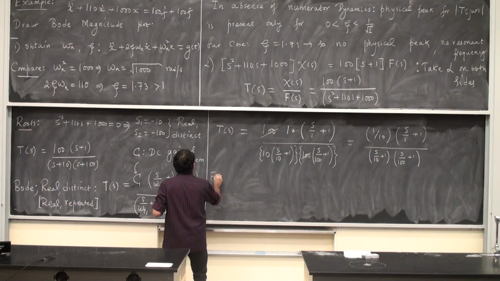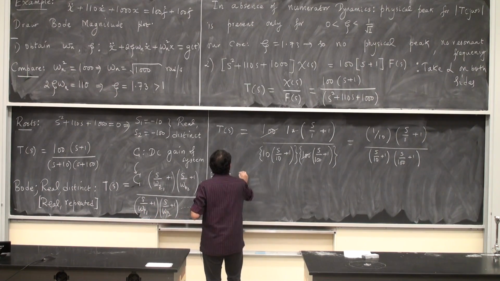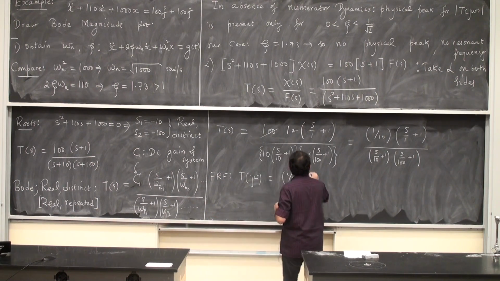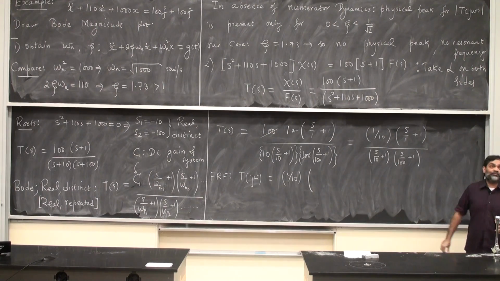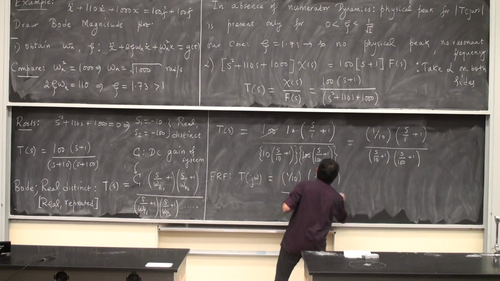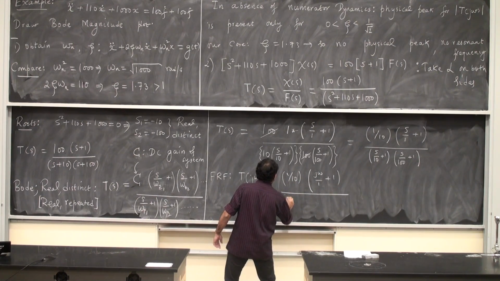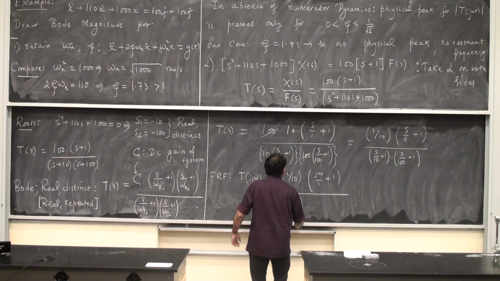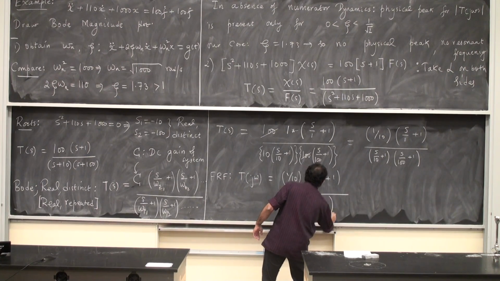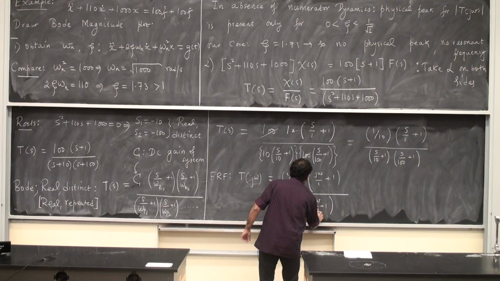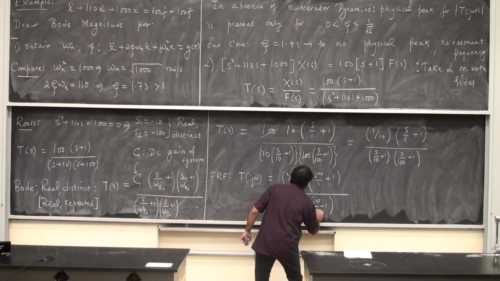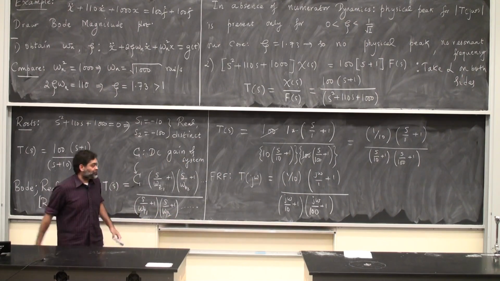So FRF is P of j omega, 1 by 10. Wherever I see an S, I substitute j omega, so j omega by 1 plus 1 divided by j omega by 10 plus 1, j omega by 100 plus 1. This is my frequency response function.